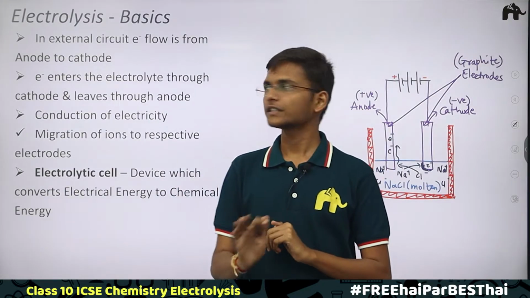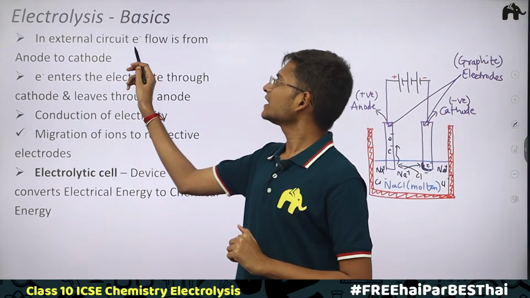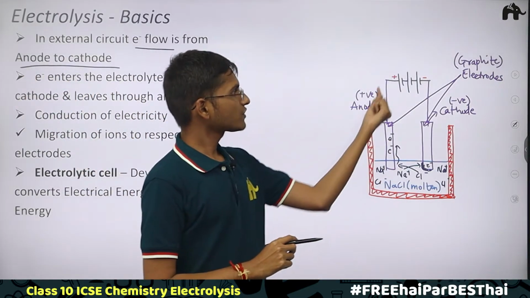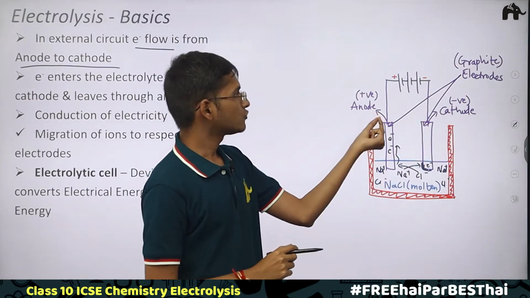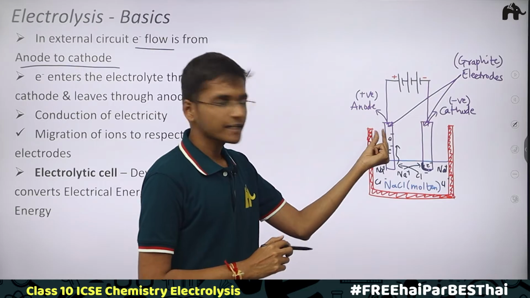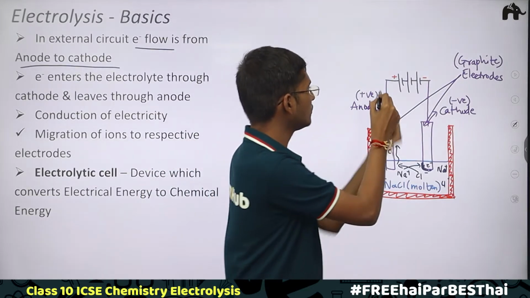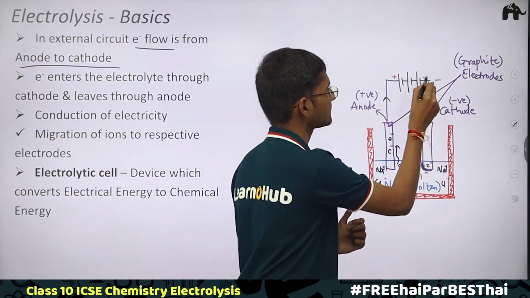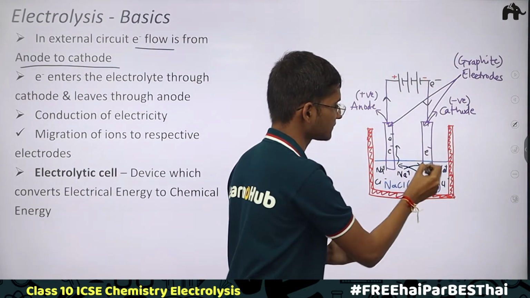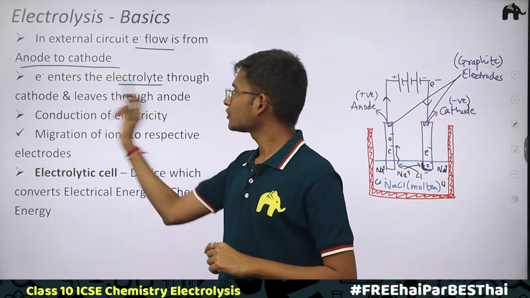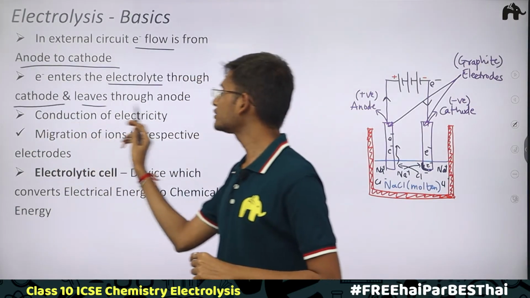Okay, let's take a look at it. So what is this? In the external circuit, electron flow is from anode to cathode. See, this is the external circuit, right? This wire, battery and this thing. So in the external circuit, the electron is flowing from the anode, right? And it is moving to the cathode, right? Clear? Next is, electron enters the electrolyte through cathode and leaves through anode.